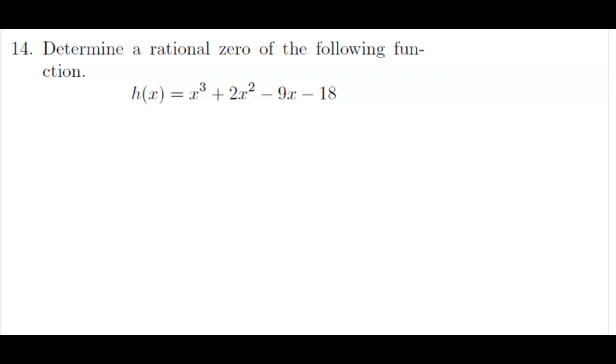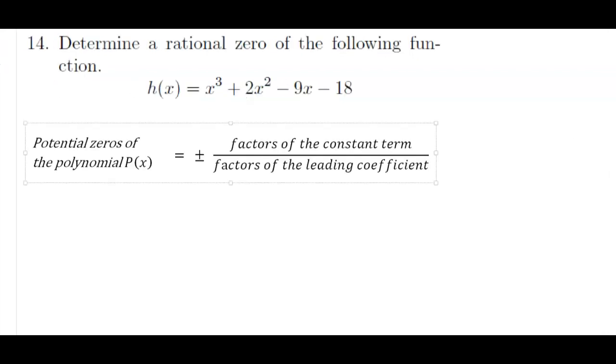Alright, so in this question here, we want to figure out what are all the zeros. You notice here we are not looking for all the possible rational zeros, but all the actual zeros. So for this purpose, we're going to use the formula for the possible rational zeros first.